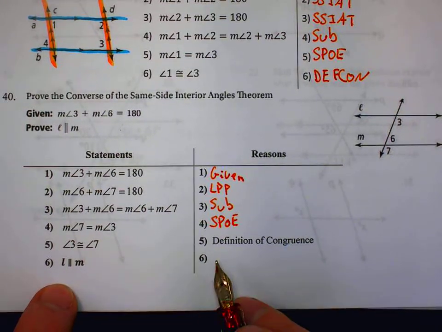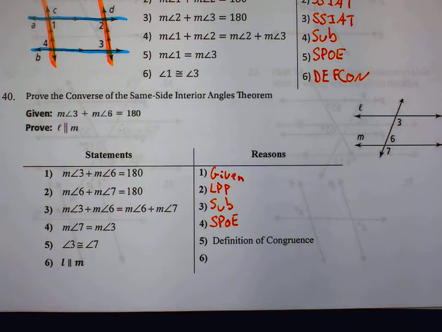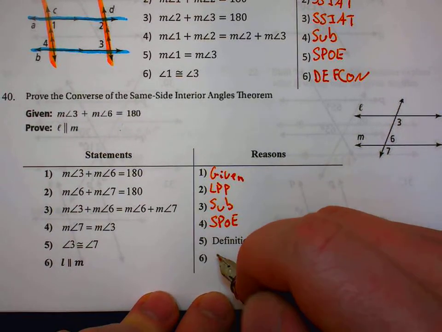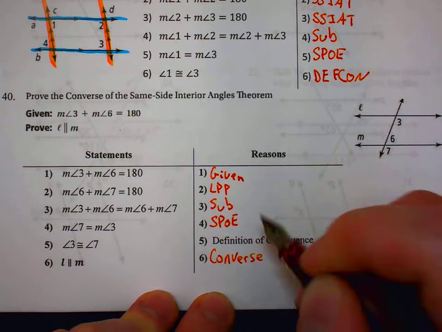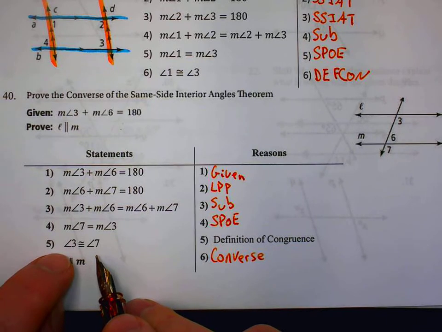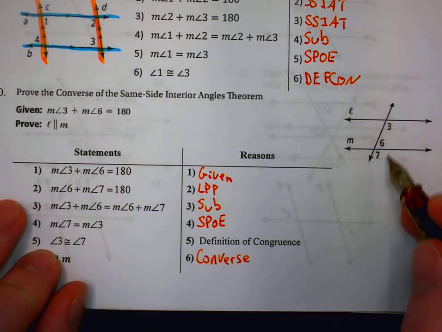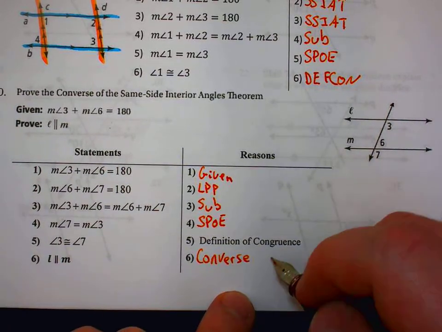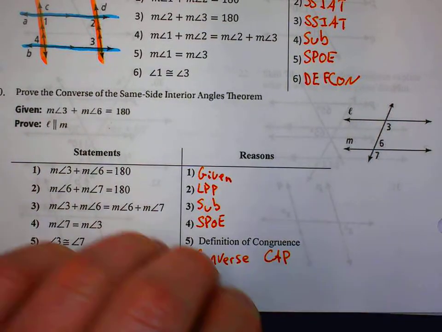Finally, L is parallel to M. The only type of theorems or postulates that will let you show lines are parallel is a converse. So this has to be converse something. If we look at our picture, 3 and 7 are in the corresponding position. They're both in the bottom right. So that means this must be converse corresponding angles postulate. Moving on to topic 9.